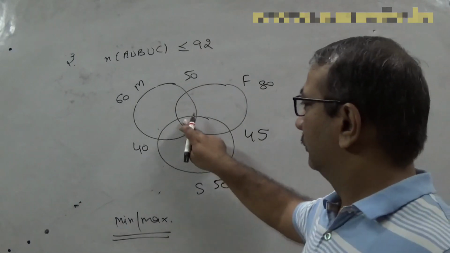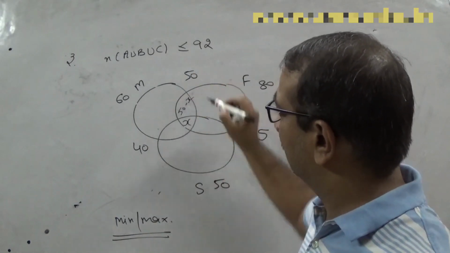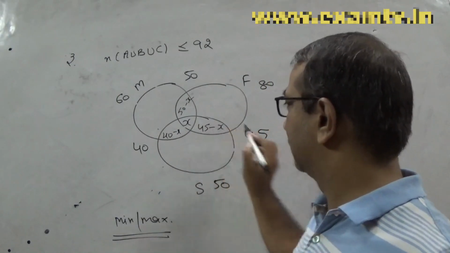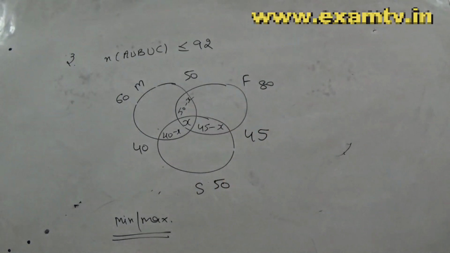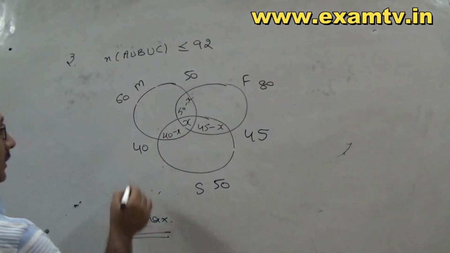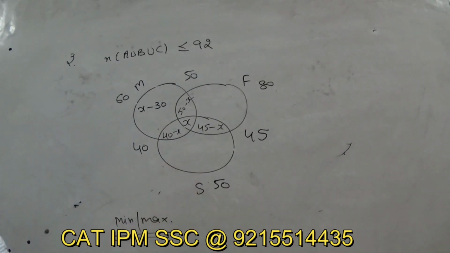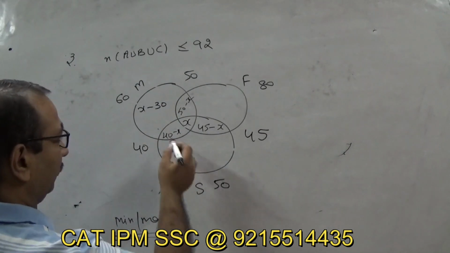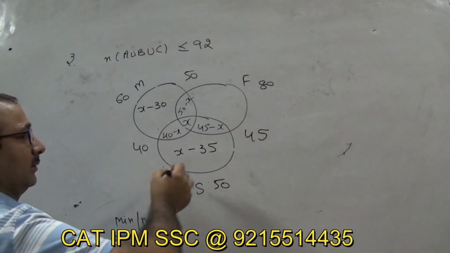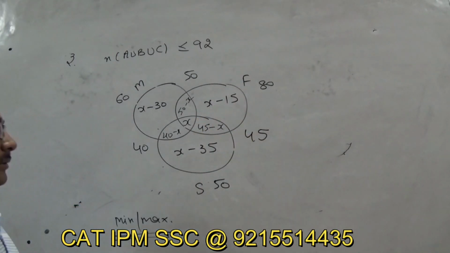So what I told you, take all the three subjects to be X. So this value will be 50 minus X, this will be 40 minus X, and this will be 45 minus X. That I can say. Now take 60 minus this. So this will be X minus 30, this is 50 subtract, that would be 85, this is X minus 35, this is 80 subtract, that would be 95, so you can say X minus 15. So that value we have got.